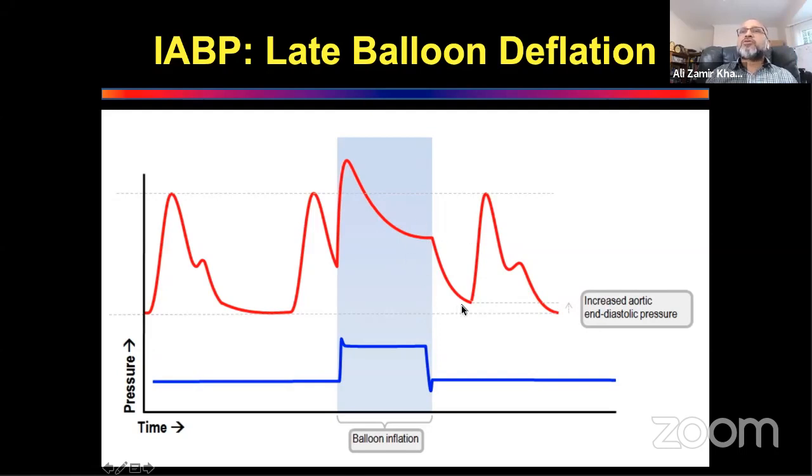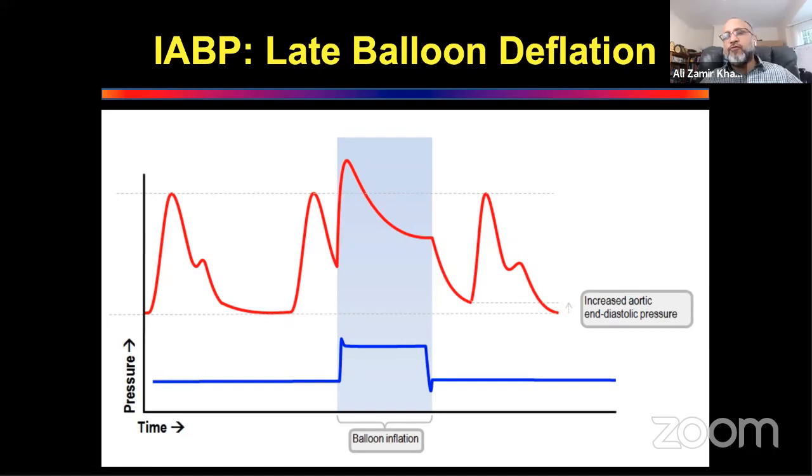See this? This tracing, which is supposed to be down here, because you're supposed to get an end diastolic decrease in the pressure, has unfortunately gone up here. See, this is the baseline tracing, and this tracing has gone up. It is actually harder for the next systole. So if you deflate it too late, your end diastolic pressure has gone up and unfortunately you're impinged into the next systole, and that's not good.